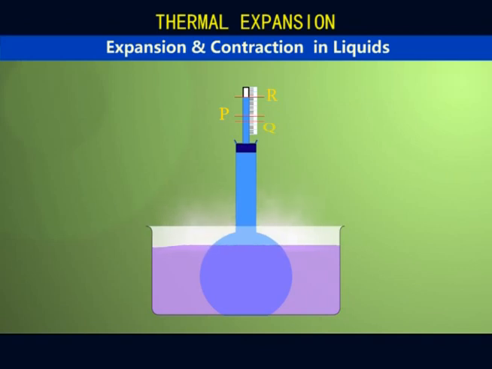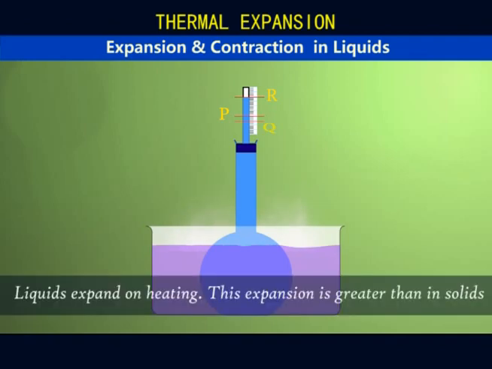When the flask is heated, it absorbs heat and expands fast before the liquid inside. This causes the level of the liquid to drop at first. After some time, the liquid gains heat and expands more than the vessel, and hence its level in the capillary rises to R. So we can conclude that liquids expand on heating, and this expansion is greater than in solids.